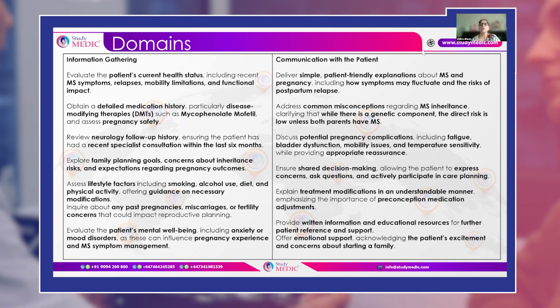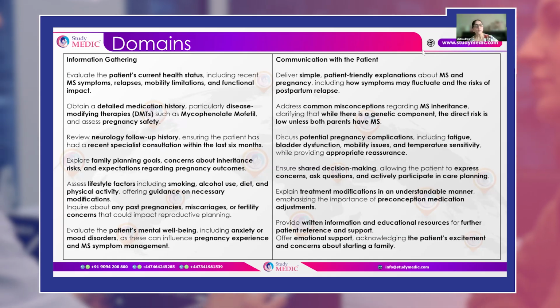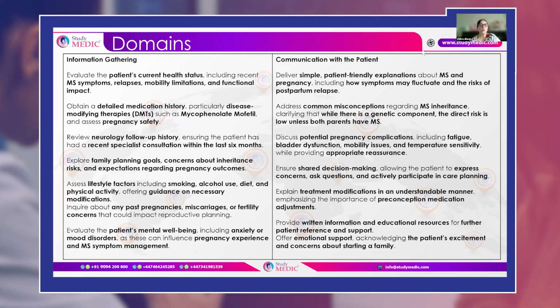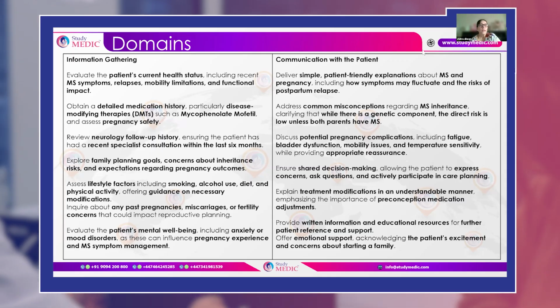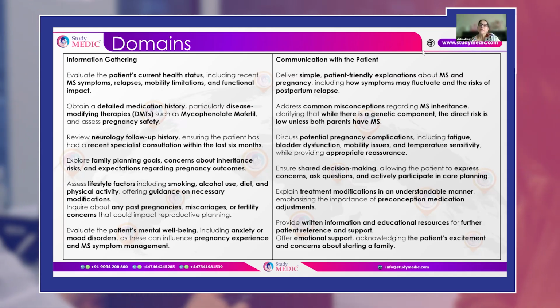But please don't forget to ask about the last menstrual period and the contraception that she is on. Okay. Mental well-being, very important. Any anxiety disorder or mood disorders, and the support at home. Now, communication, yes, it should be very patient friendly.